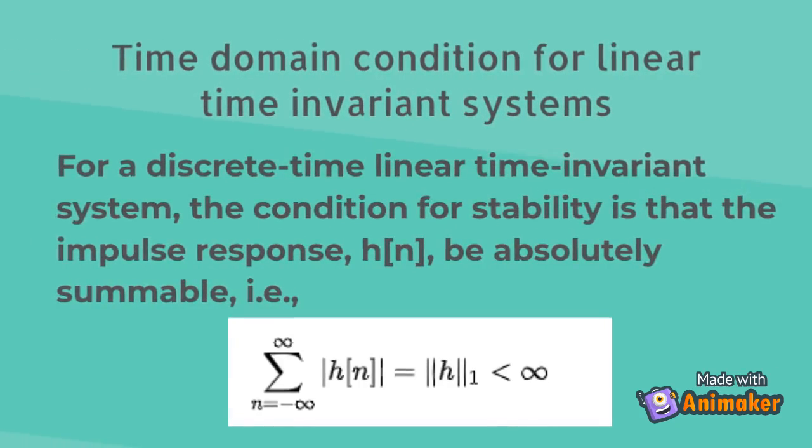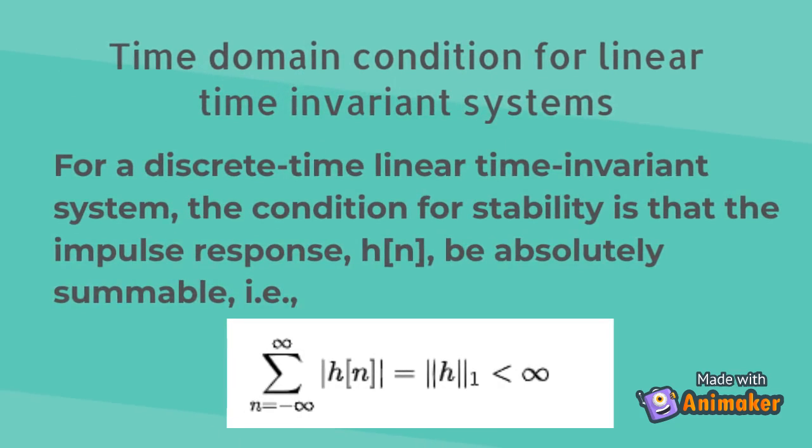Let us see the time domain condition for a discrete time linear time invariant system. For a discrete time linear time invariant system, the condition for stability is that the impulse response h of n be absolutely summable. That means the summation of the magnitude of h of n from minus infinity to plus infinity must be less than infinity.